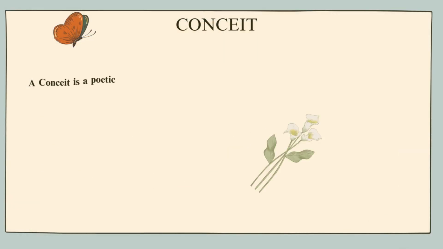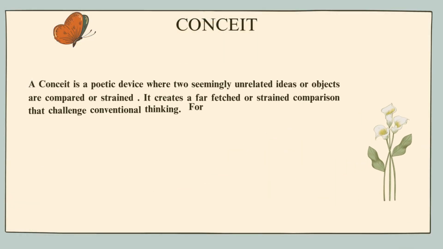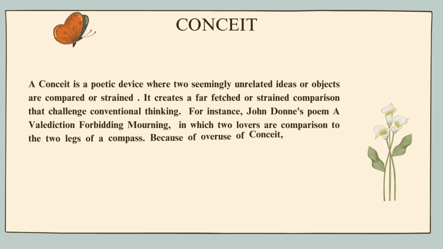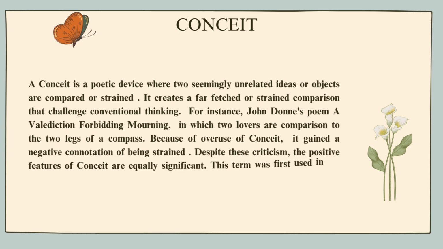The conceit is a poetic device that makes an elaborate comparison between 2 seemingly unrelated ideas or objects. This often strained or far-fetched comparison challenges conventional thinking. For example, in John Donne's poem A Valediction: Forbidding Mourning, he compares 2 lovers to the legs of a compass, illustrating their connection despite physical distance.